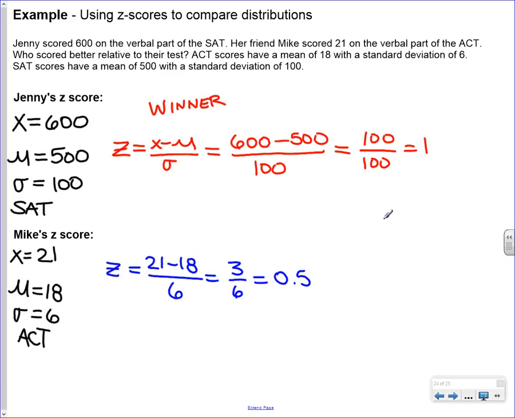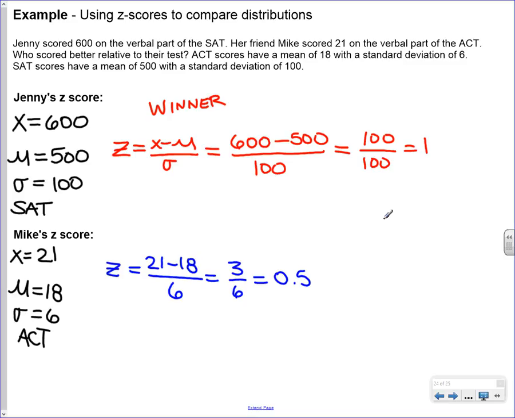Okay, so the way we're going to do that is we're going to look at each of the observations, compare them to their distribution's mean and standard deviation, and see how far away they were, how many standard deviations they were from the mean. And if we compare those two marks, then we can tell if one is better than the other. Okay, so for Jenny's z-score, we get a z equal to 1. Mike's is a z equal to 0.5. So since Jenny had a higher z-score, that means she scored higher in her distribution than Mike did. So Jenny would be the winner and have the highest score.